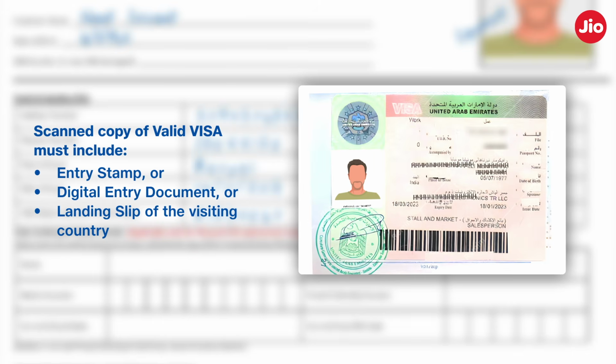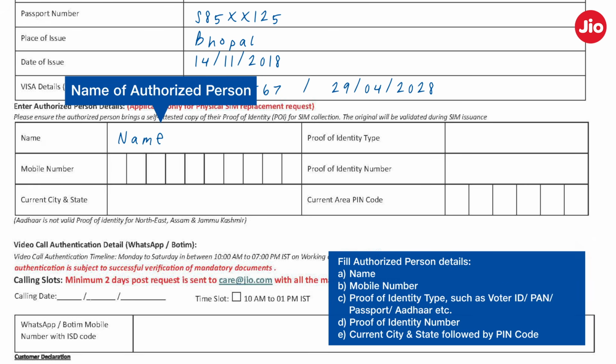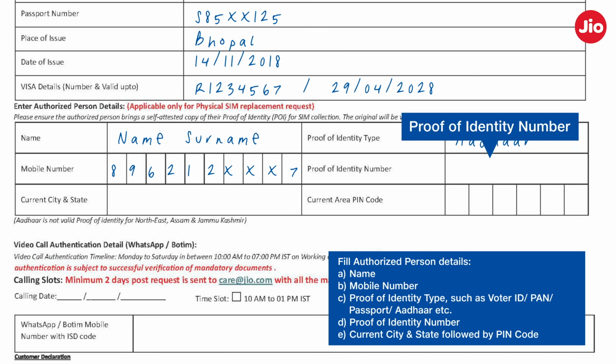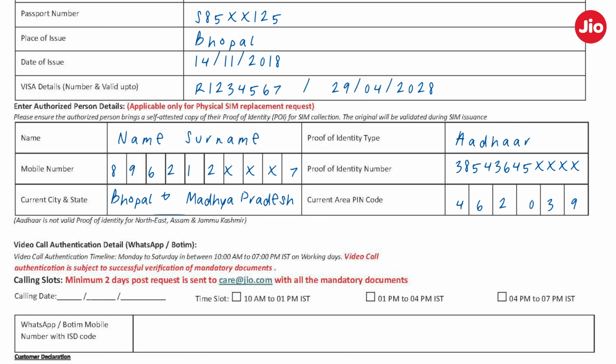of the visiting country. To proceed further, mention the details of the authorized person who will collect the physical SIM on your behalf in India. This includes the name of the authorized person, their mobile number, proof of identity type and number, current city and state, followed by the PIN code. This is mandatory for physical SIM collection only. Please note, the authorized person needs to submit a self-attested copy of POI while collecting the SIM. The original POI will be validated while issuing the SIM. Also note, Aadhaar is not a valid POI for Northeast, Assam and Jammu and Kashmir.